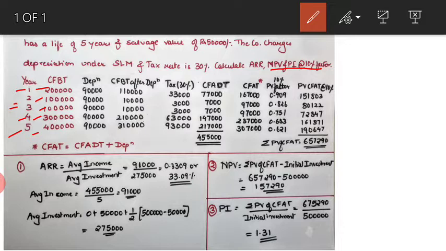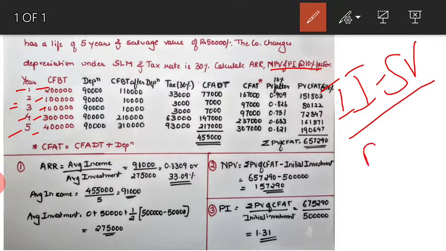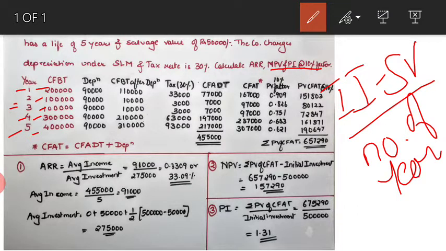First thing, always remember, if depreciation is given in the problem, then the first thing is to charge depreciation, calculate depreciation. Now how do we calculate depreciation? If you remember the formula of depreciation, since it is straight line method, the formula of depreciation is the initial investment minus salvage value divided by number of years. Correct? This is the formula.